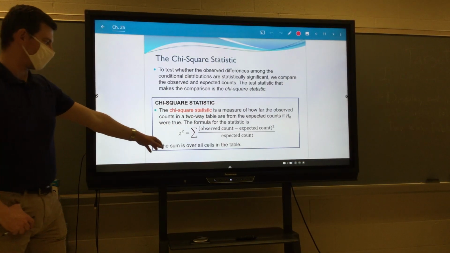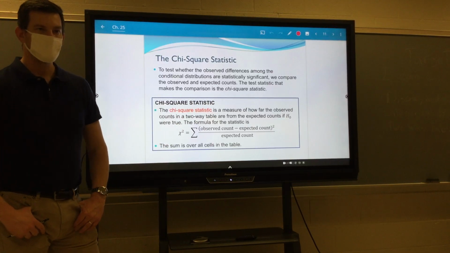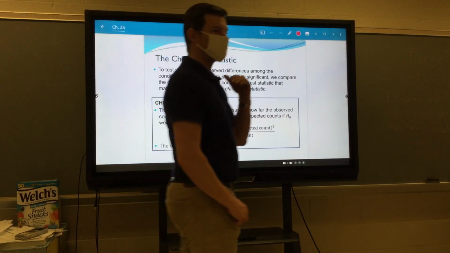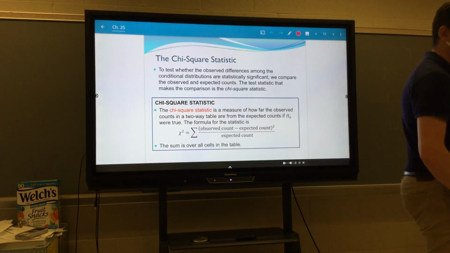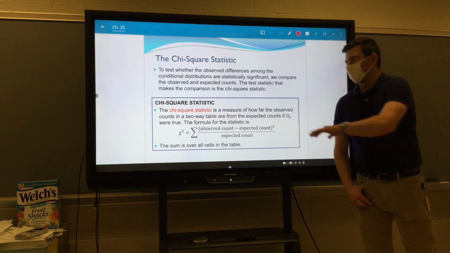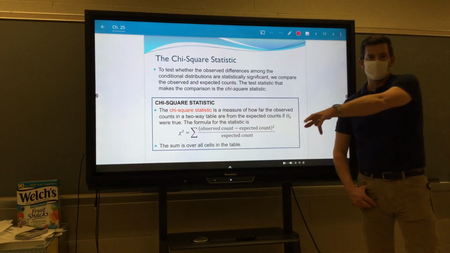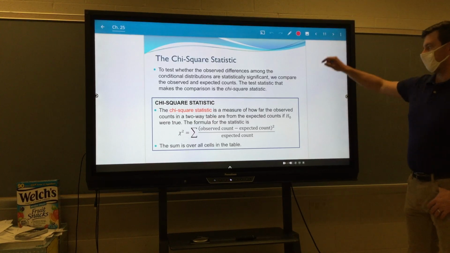The sum is over all of the cells in the table. So in this example problem, we would be adding 20 of these together. Again, the calculator, GeoGebra, will do that for you.